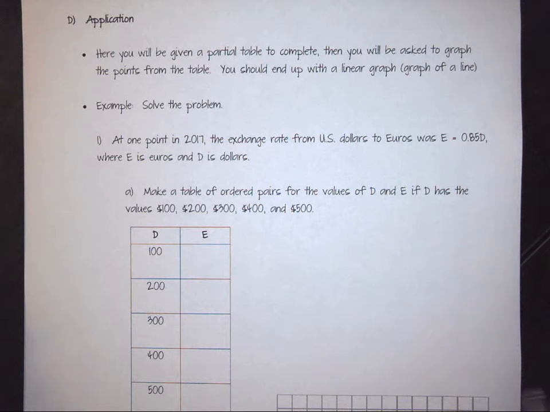I wanted to demonstrate what it looked like to do an application problem using the idea of finding a missing coordinate pair. So in order to do that, you're going to be given a partial table. You're going to be given one or the other in terms of the coordinate pairs, and you are going to have to be able to find the missing pair. The other thing you're also going to be given is the formula to work with. And then usually you are asked to graph.